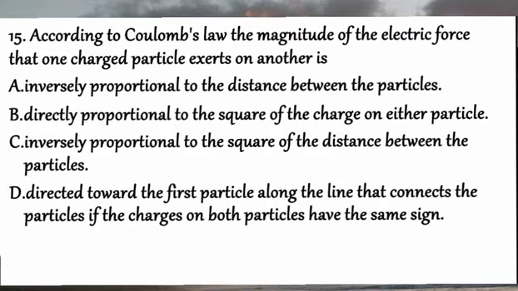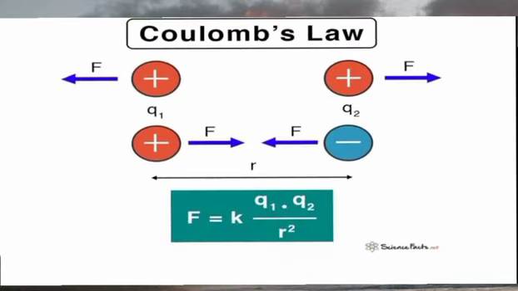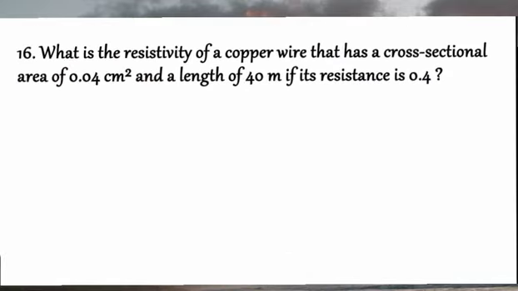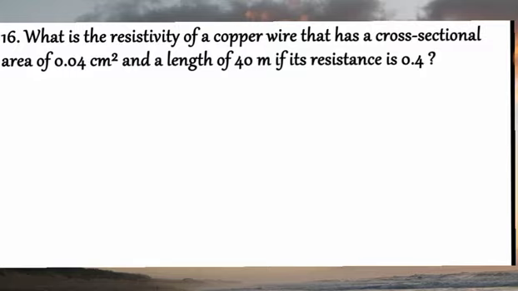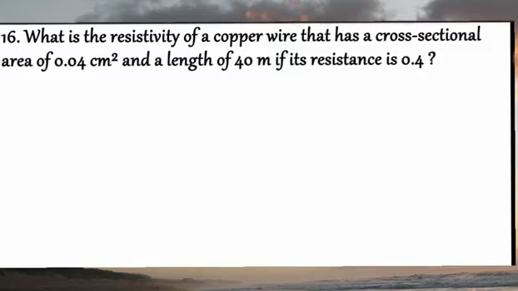Question number 16. What is the resistivity of a copper wire that has a cross-sectional area of 0.04 cm squared and a length of 40 meters, if the resistance is 0.4?